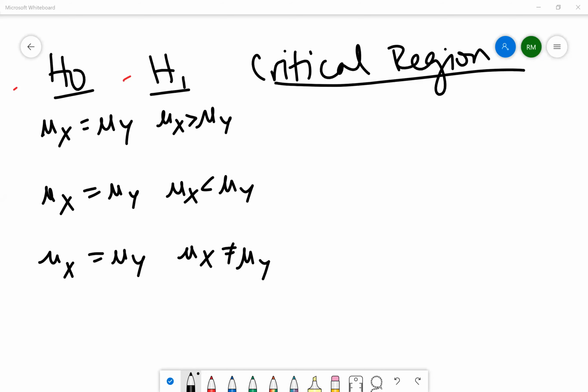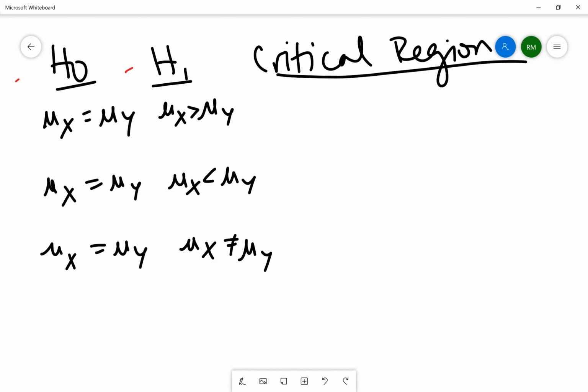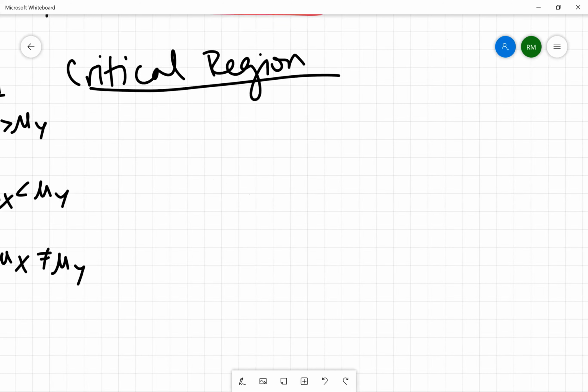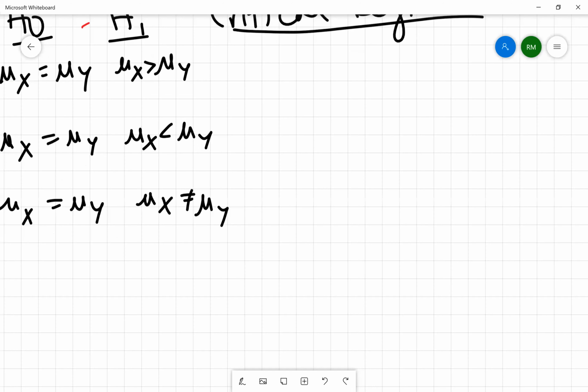Sorry for that interruption. Let's see, where was I? Okay, so we need to figure out what the critical region is. What we need to do is define the t-statistic involved. And if you remember from last time, we can define it as follows.